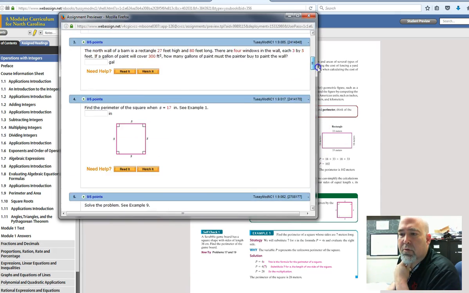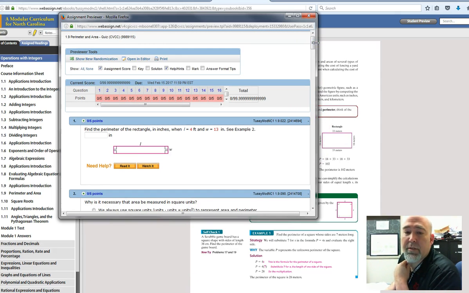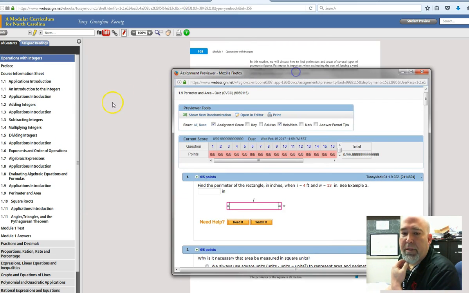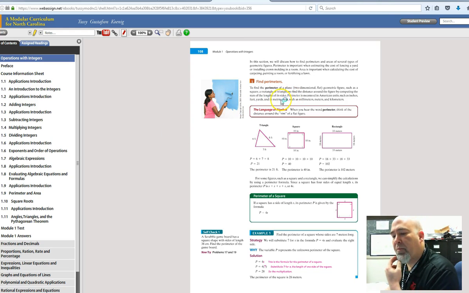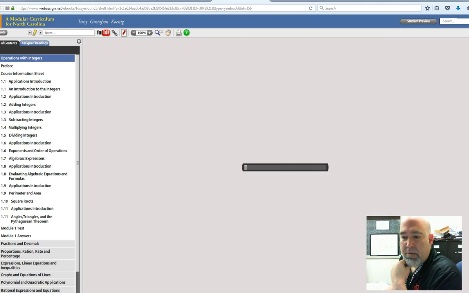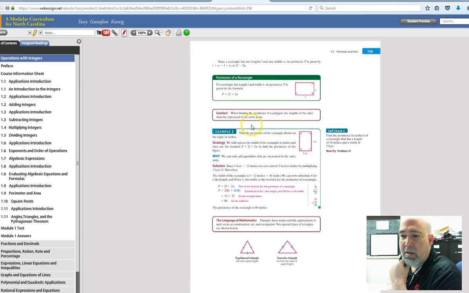So in section 9, we're going to talk about perimeter and area. And in the text, they talk about perimeter, and again, perimeter is the distance around something, like you're walking a perimeter. And they start giving you the formulas. And so in the text, you'll find all the formulas that you're going to need.